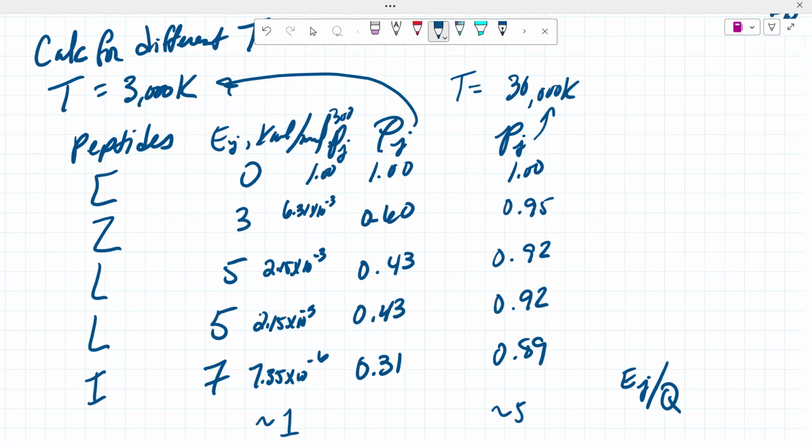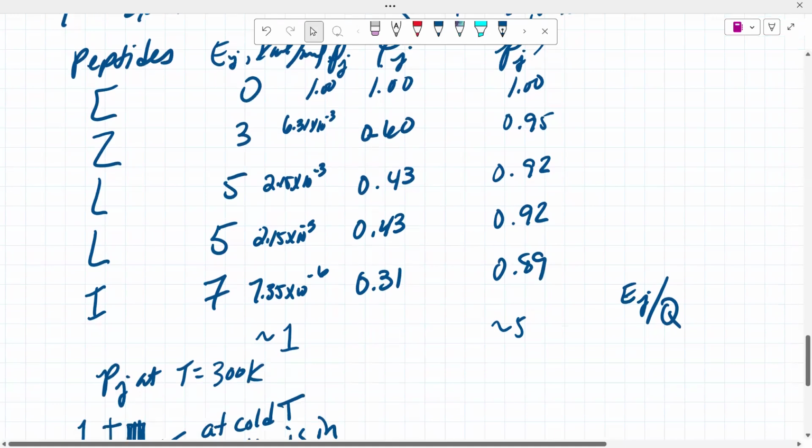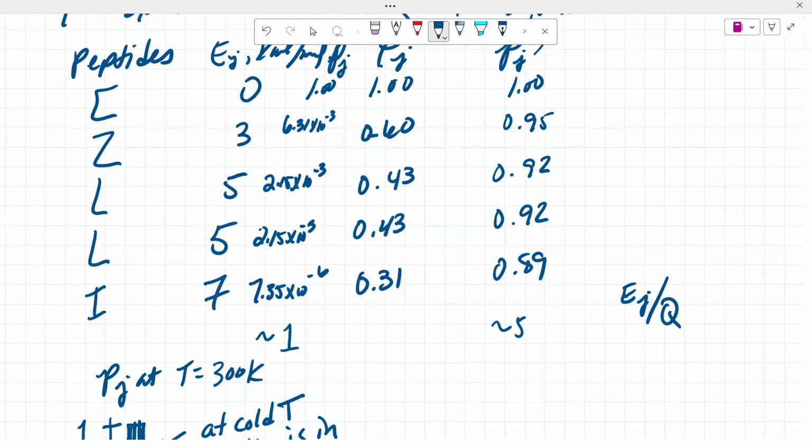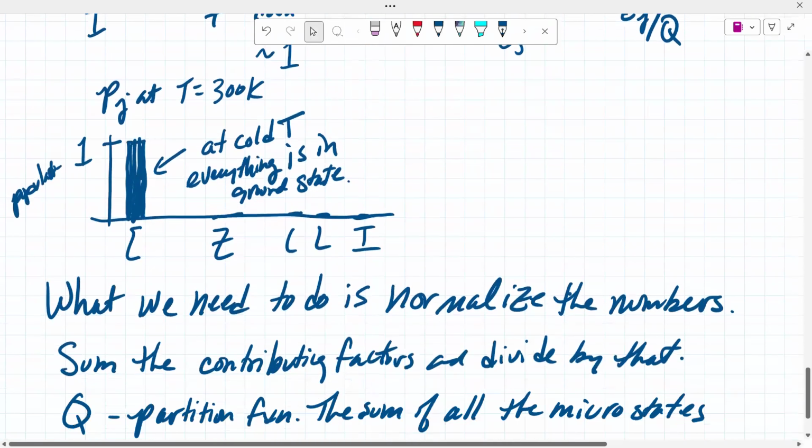And so we can calculate. So what we would need to do is calculate Q's for each of these, and then by summing them up, and then we would put each of these values over that Q. And when we do that and make the graph, we get something that looks more like this.